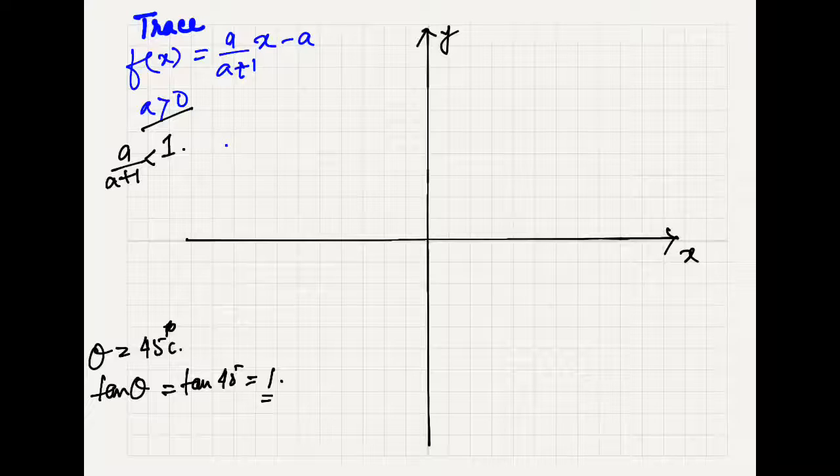So, when it is less than 1, the angle that the line is making with the x-axis must be less than 45 degrees. Because of that reason, I am making an acute angle that is less than 45 degrees, and it's arbitrary.